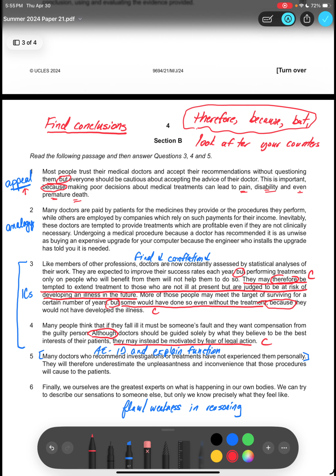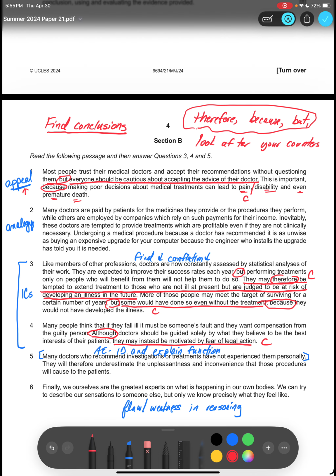So when you look at this, everyone should be cautious about accepting the advice of their doctor. Why? Making poor decisions leads to pain, disability, and premature death. Most people accept doctors' recommendations without questioning them, but making poor decisions in medical treatments leads to pain, disability, and even death. Therefore, everyone should be cautious about accepting the advice of their doctor. Interesting conclusion, but it's a conclusion for sure. Okay, so that is a conclusion.